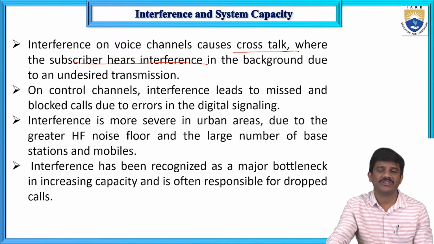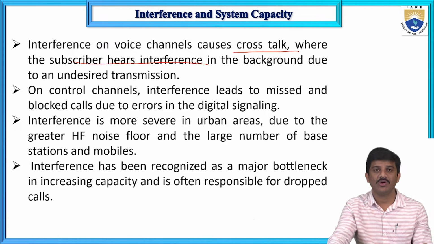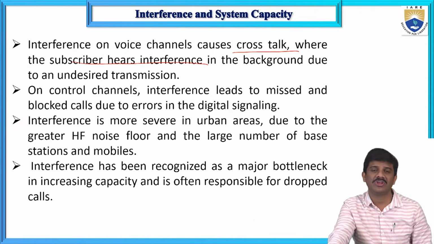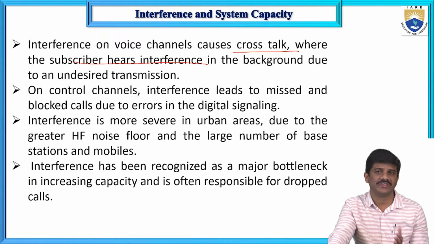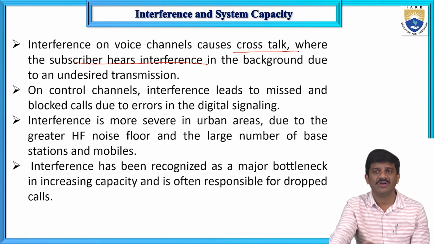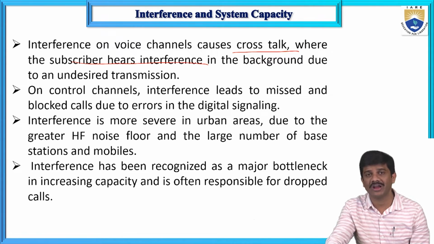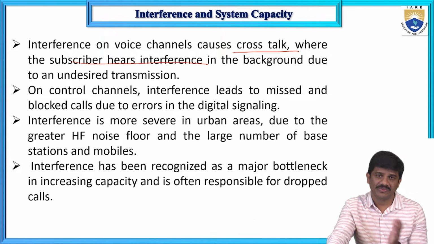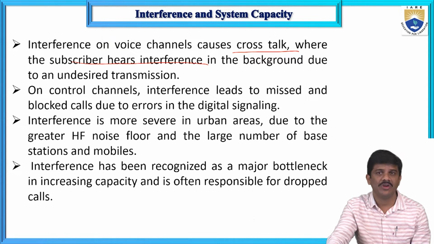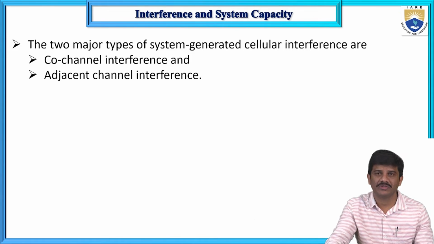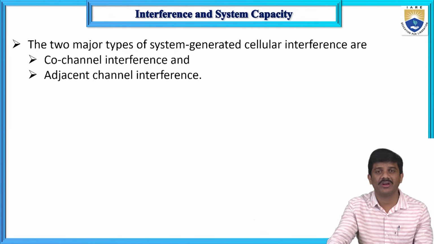Interference has been recognized as a major bottleneck in increasing capacity and is often responsible for dropped calls. Actually, what is the topic? Improving the system capacity. This is one disadvantage of interference: based on the interference, the system capacity will decrease, and it is also responsible for dropped calls. Sometimes calls hang up, and calls cannot be connected. Those are the things we observe from interference. Coming to the two types of system-generated cellular interference.